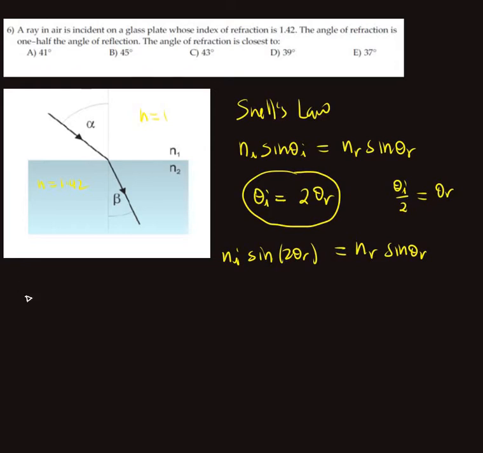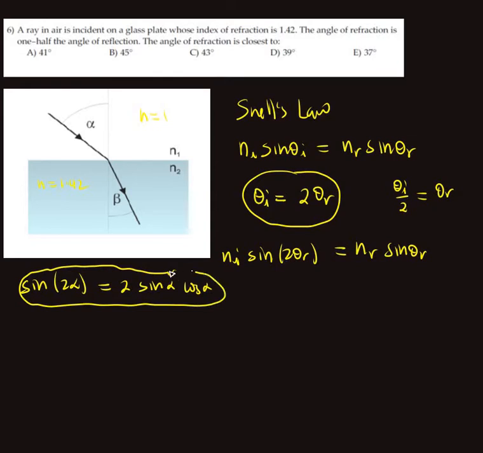Most of you took pre-calculus with me and calculus, so you remember this one, the one that says sine of 2 alpha. This is equal to what? 2 times sine of alpha cosine of alpha. This is the trigonometric identity that we're going to use. Why is that? Because then sine of 2 theta r is equal to 2 times sine of theta r cosine of theta r. I should put the theta here, I'm sorry about that.